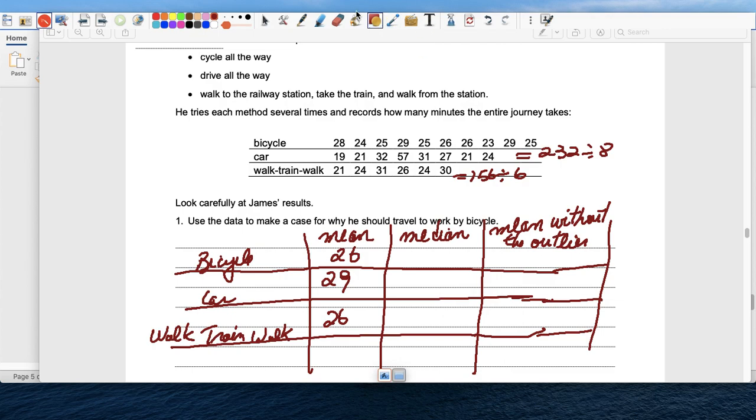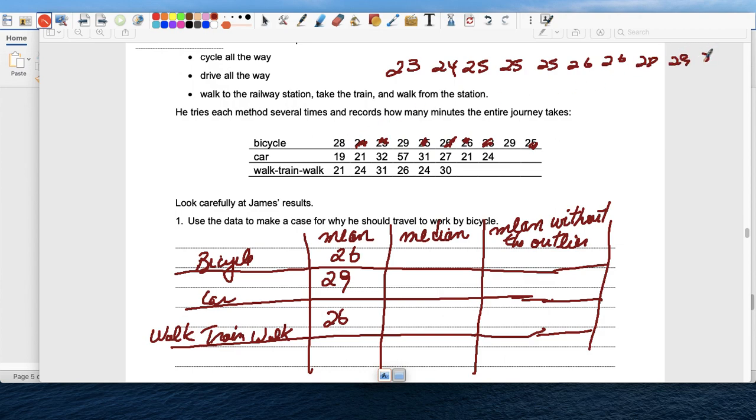So now we can find the median, right? The median for the bicycle, let's see: 23, 24, 25, 25, 25, 25, 26, 26, 28, 29, 29. So two numbers in the middle. It's 25. The median.